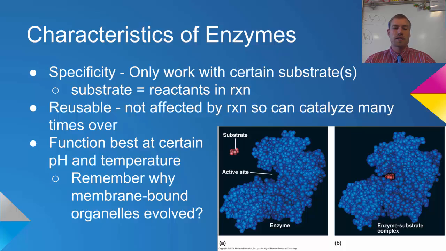And then finally, they function best at certain pH and temperature ranges, salt concentrations, things like that. And the reason why, well, remember they are proteins, and so proteins have the alpha helixes. They've got the beta pleated sheets. They've got all the R group interactions, and so when we change the pH, temperature, salt concentrations, that just completely messes them up. It causes their shape to change, and they're going to denature. So this is, remember, the reason why membrane-bound organelles are so important, because it keeps the enzymes in their specific environments where they have the best conditions so that they can function optimally.